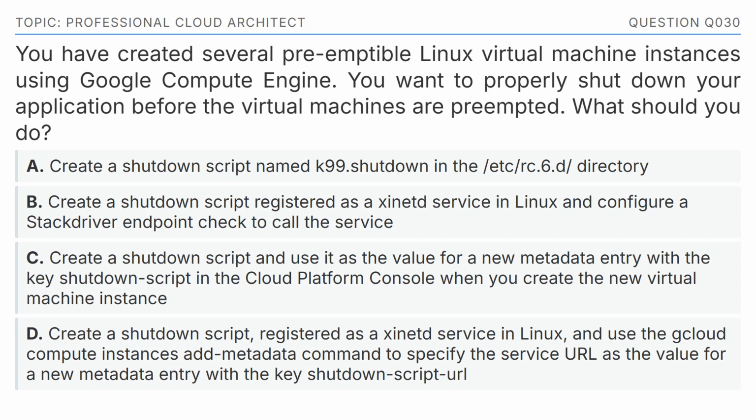to call the service. Option C, create a shutdown script and use it as the value for a new metadata entry with the key shutdown script in the Cloud Platform console when you create the new virtual machine instance. Option D, create a shutdown script, registered as a Zinit service in Linux, and use the Cloud Compute Instance's add metadata command to specify the service URL as the value for a new metadata entry with the key shutdown script URL.